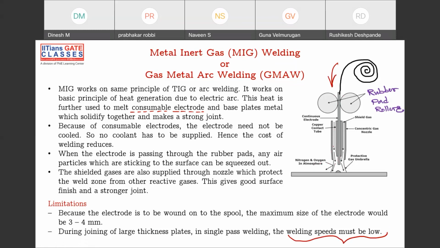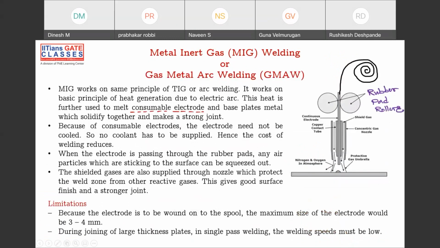So for a given heat, limited speed is provided like this. For that limited speed, you can't go in this direction very fast. That's the reason why this is your linear movement, right? The first movement, linear movement. So hence the welding speed is very low in the case of MIG welding. Fine.